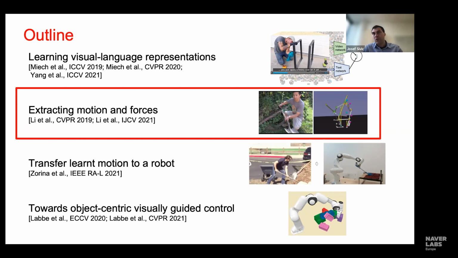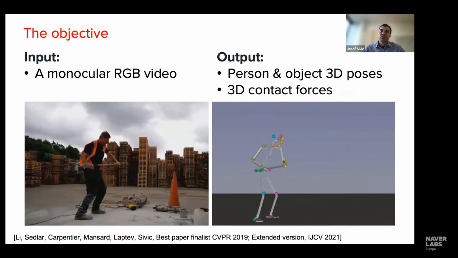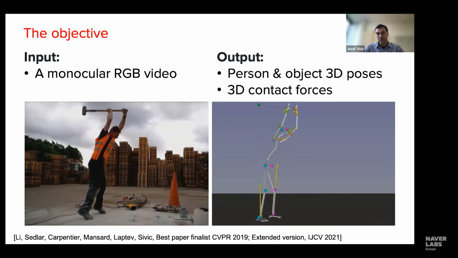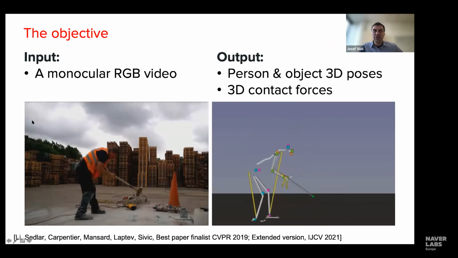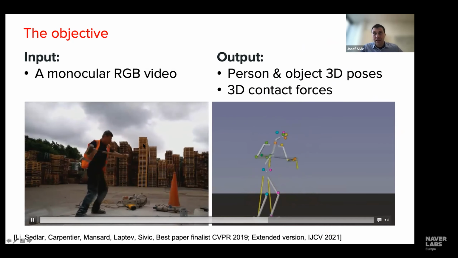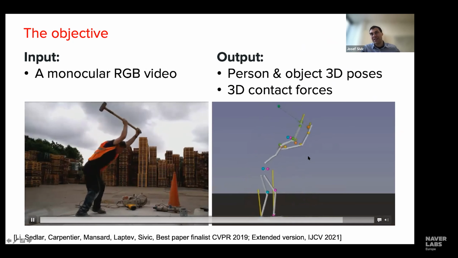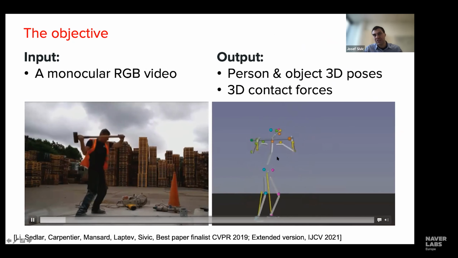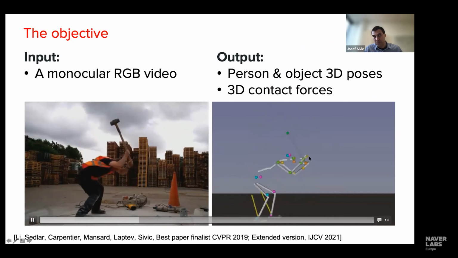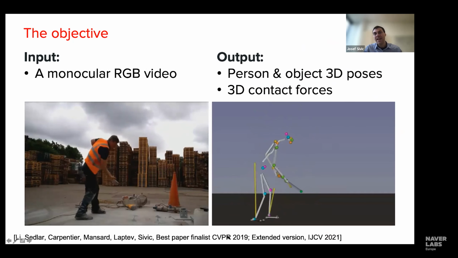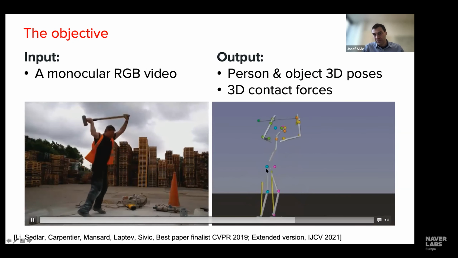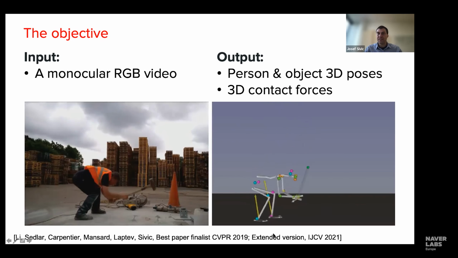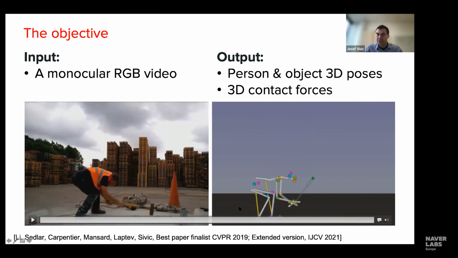So in another line of work, on a smaller scale so far, we looked at extracting more geometric information from the video. Given a single instructional video from YouTube on the left, the goal here is to extract the 3D trajectory of the person together with the 3D trajectory of the tool which the person is manipulating, the hammer here, and estimates of the contact forces, which are shown as yellow arrows between the person and the ground and the person and the object.